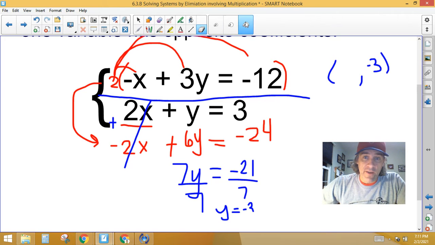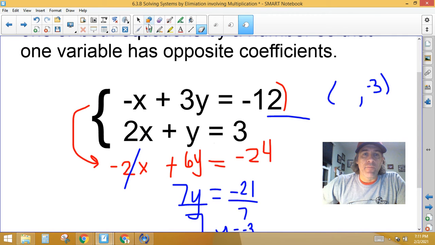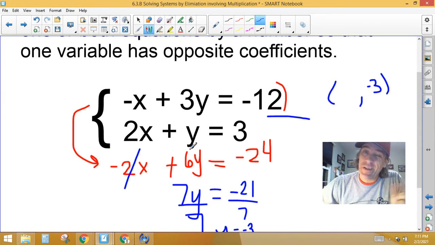Now here's the part you can't forget. I have to now go back and plug this into one of my original equations. I have to plug my y to be negative 3 into one of my original equations. I don't want to use the red one I created, just in case I made a little mistake. I want to plug it into one of my original equations. And I'm going to look at my second equation. This y is all by itself. I'm going to use that one.